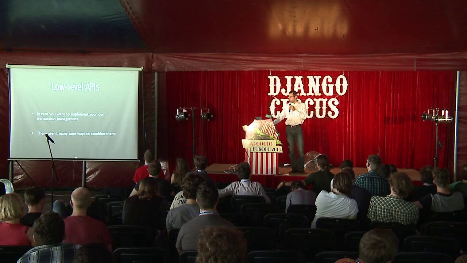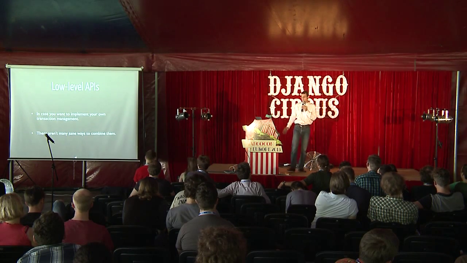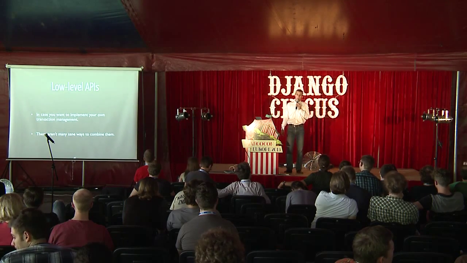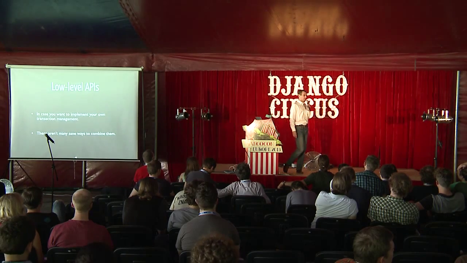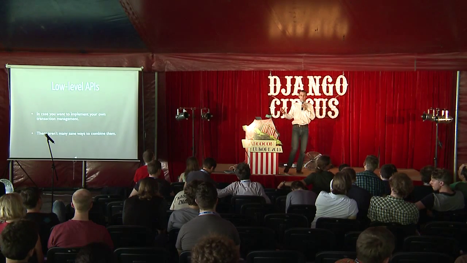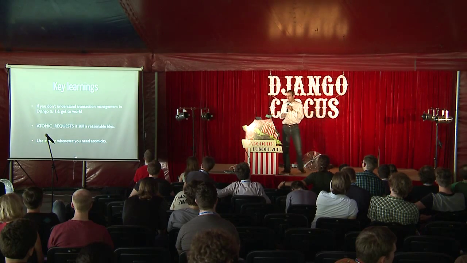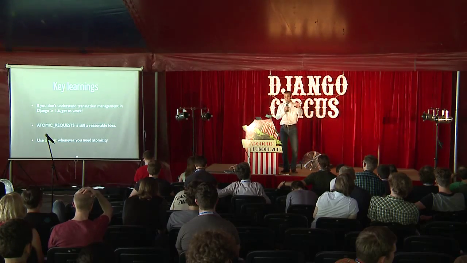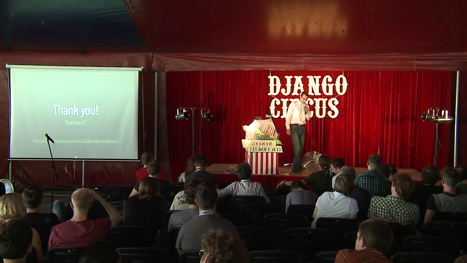And so I'm going to skip this and this. You still have the same low-level APIs as before. I didn't touch them. The only reason why you would want to use them is if you want to implement your own transaction management, but I firmly believe that there's only one way to use them all together sanely, and that's atomic. So I hope you will like transaction management in Django 1.6. If you didn't understand what I said, go to the docs and learn it, and use atomic whenever you need atomicity. Thank you.